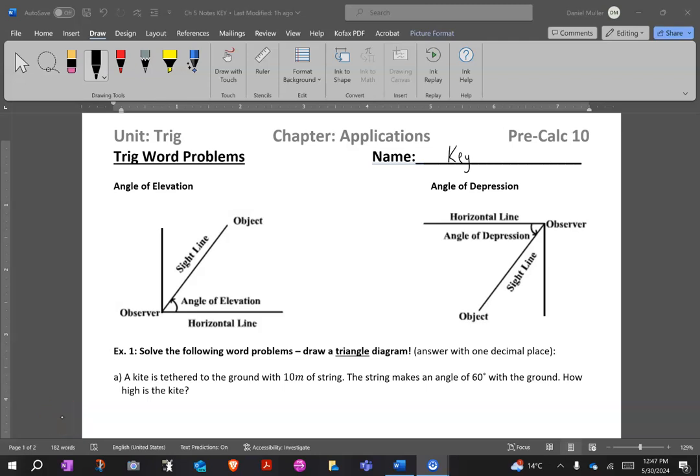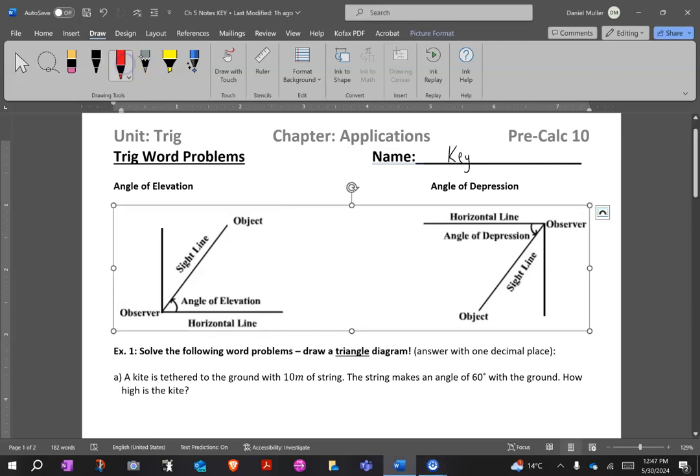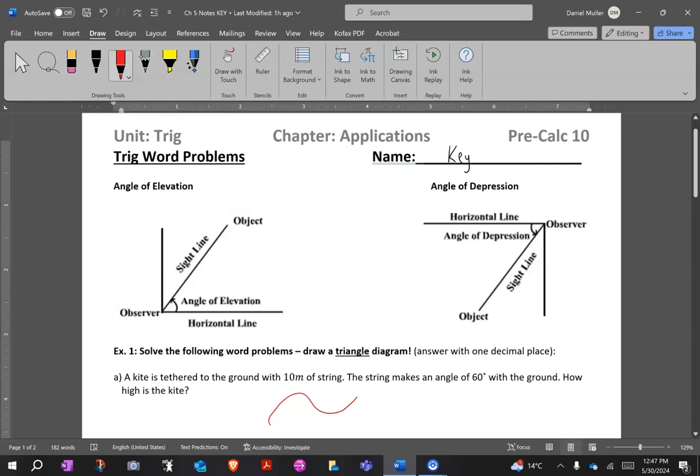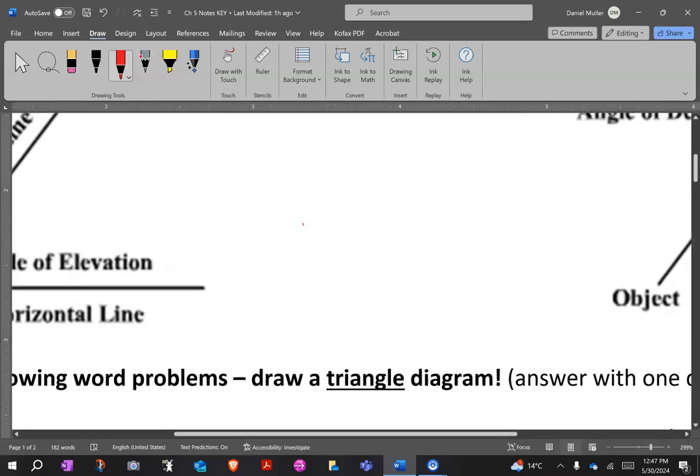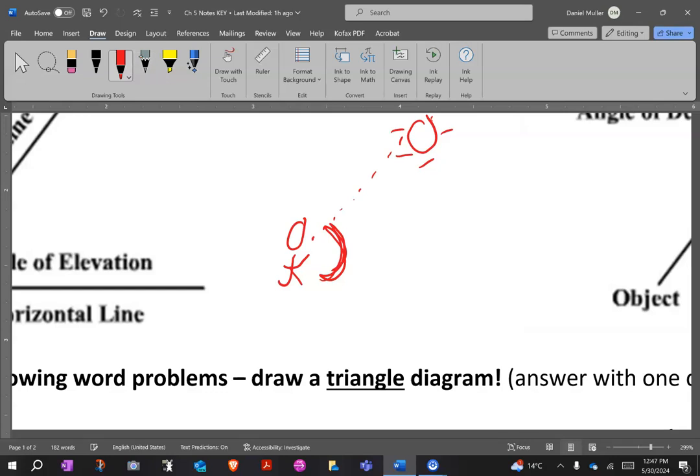All right, now we're looking at some applications of trig, or some trig word problems. A couple things that we need to go over that we haven't looked at before is something called the angle of elevation and the angle of depression. So the angle of elevation would be something that you're looking up to. So if there was somebody standing here and you looked up maybe towards the sun, this is the angle of elevation.